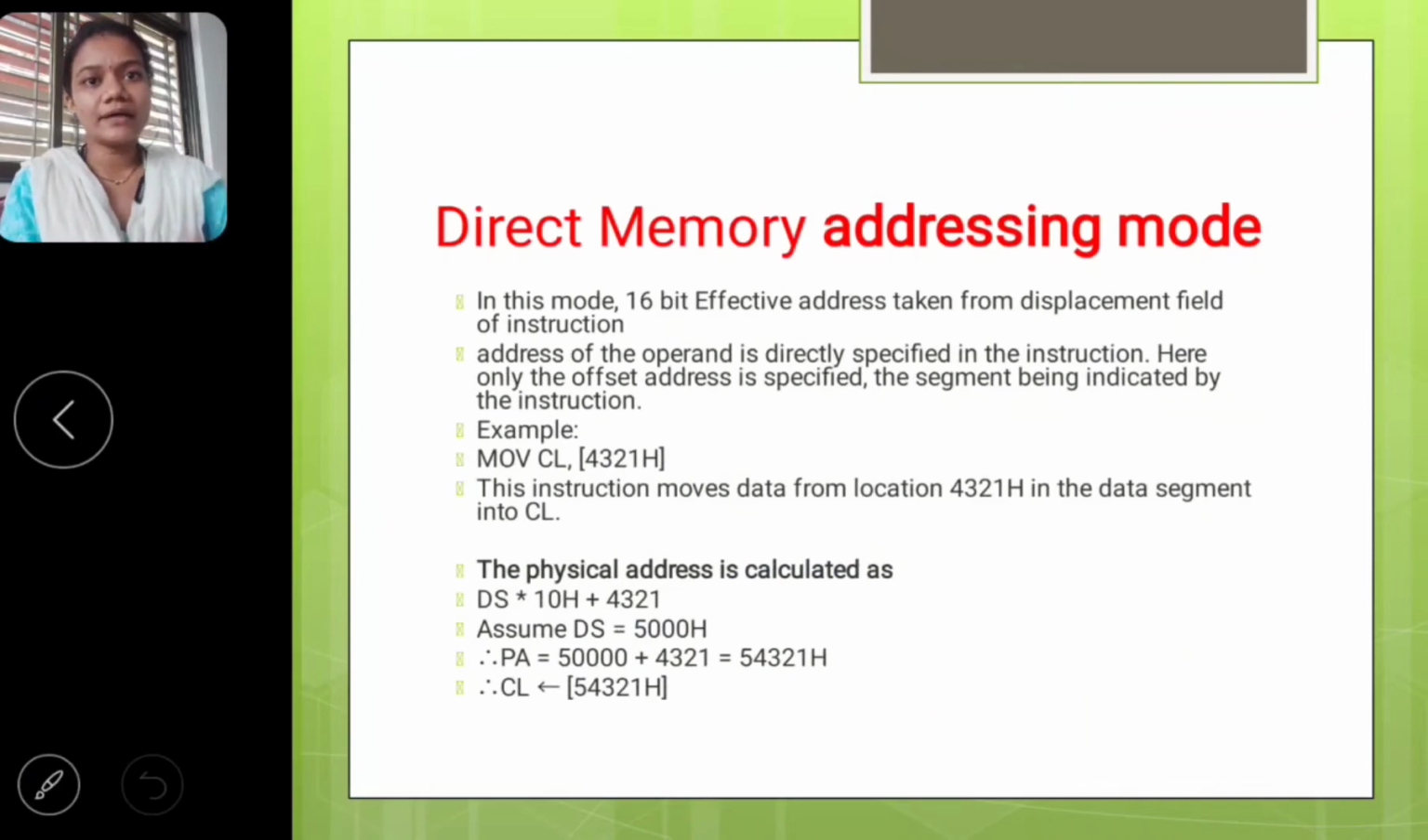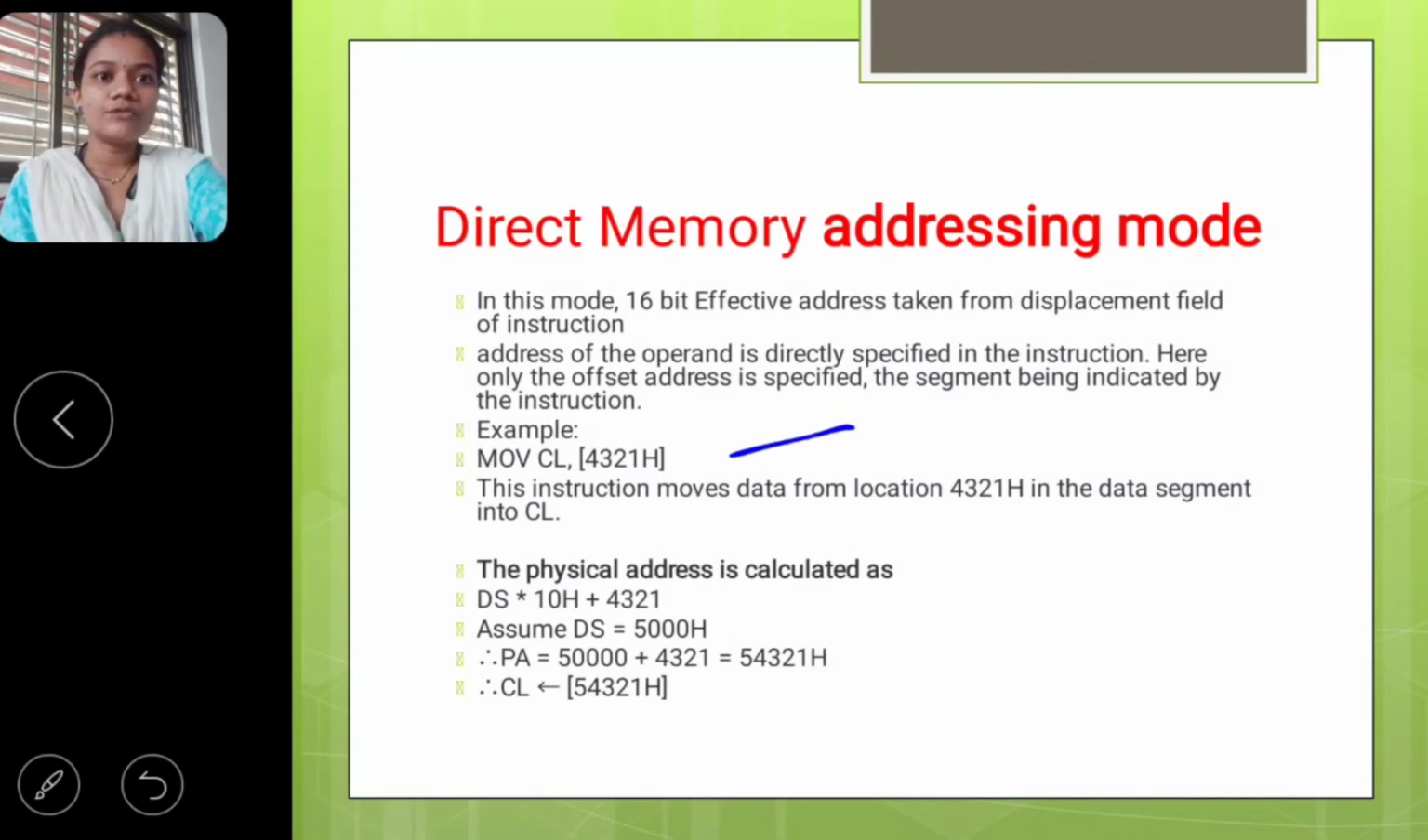Now in memory addressing mode there are 5 different types. So first one is direct memory addressing mode. In this mode, the 16-bit effective address is taken from the displacement field. Suppose this is the example: MOV CL, [4321H], in square brackets. So what does this instruction mean? This instruction means that it moves the data from location 4321H into the CL register.